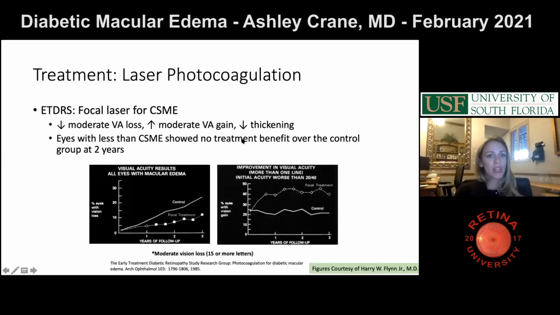Thanks. So the ETDRS basically showed a decrease in moderate visual loss, an increase in moderate visual gain, and a decrease in thickening with focal laser for CSME. Eyes with less than CSME showed no benefit of treatment for 2 years. That's important because, in the beginning, we didn't know the answer. Should we treat diabetic macular edema if it's less than CSME? Will that help the patient over time?